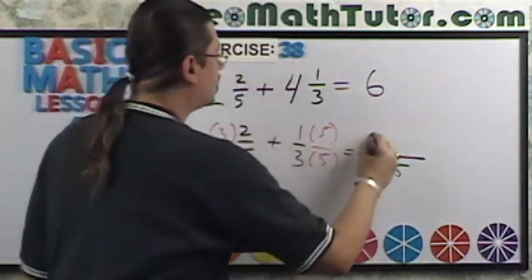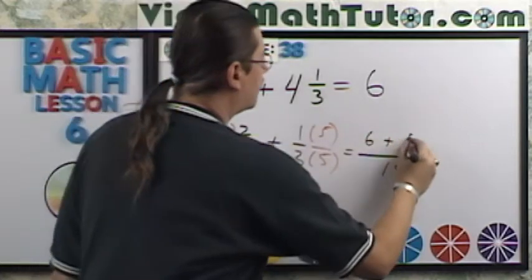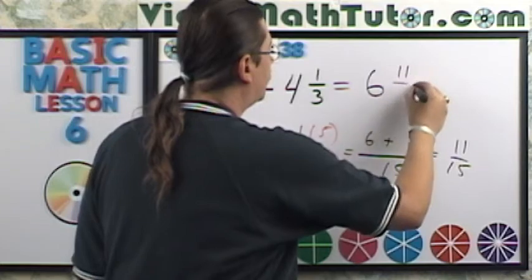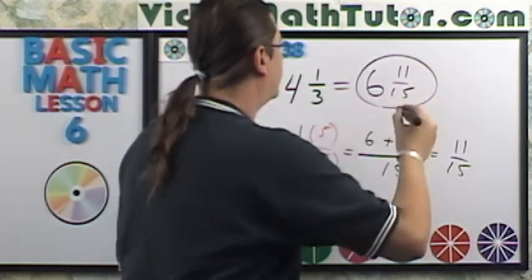And 3 times 2 is 6. 1 times 5 is 5. Put that together, you're going to get 11 15ths. And so let's put that with this guy over here. There's my final answer.